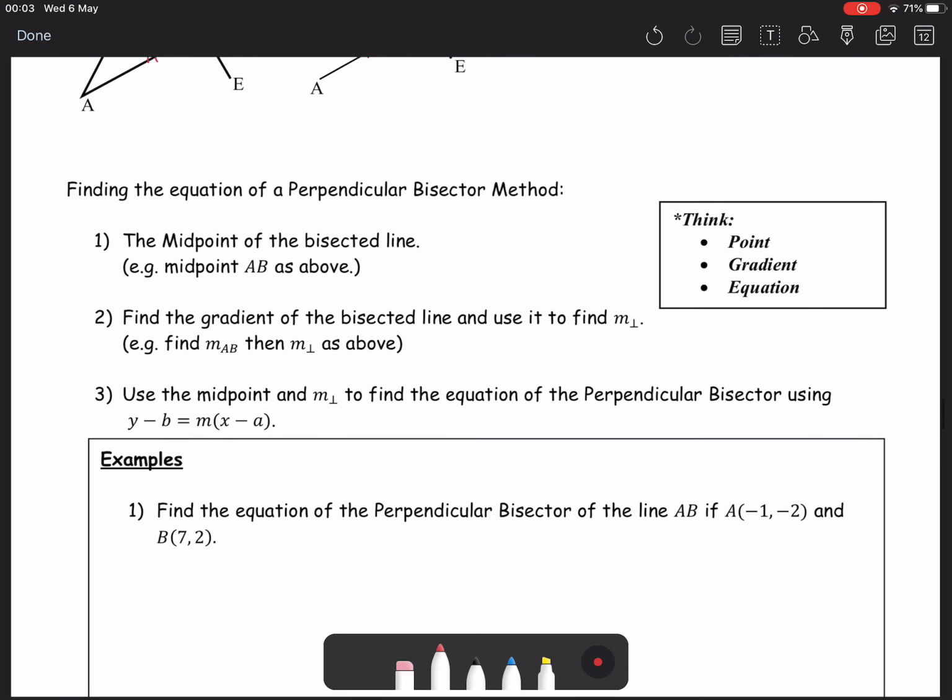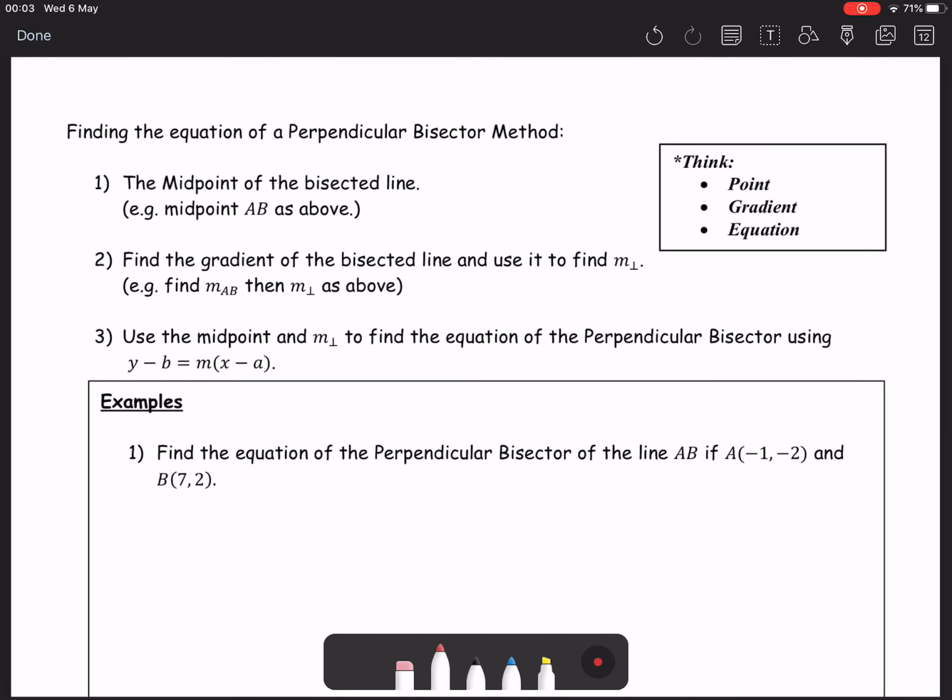Our method, we'll try and keep as close as possible to our point gradient equation. First of all, we find our midpoint of our bisected line. That gives us a point that our perpendicular bisector goes through. We then find the gradient of the line, and then we use that to find the perpendicular gradient, and that allows us to then find our equation.